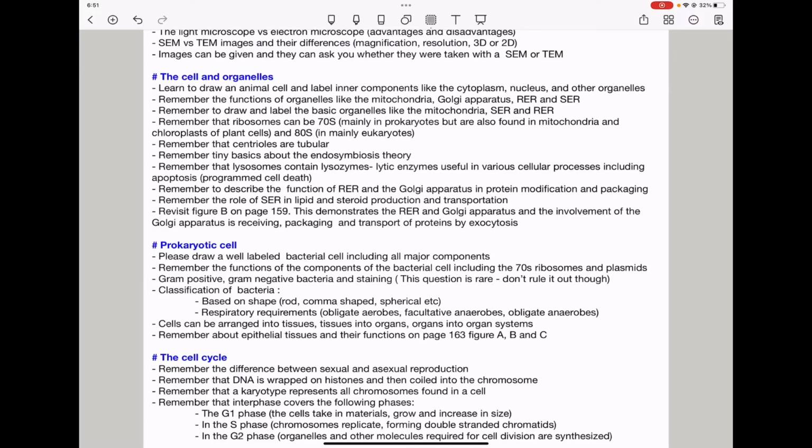Going to classification of bacteria, they can be classified based on their shape. They could be rod, they could be comma-shaped, or they could be spherical, and so on. Also, they could be classified based on their respiratory requirements, like being obligate aerobes, facultative anaerobes, as well as obligate anaerobes. Cells can be arranged into tissues, as well as those tissues being arranged into organs and organs into organ systems. On this note, I would like you to visit page 163 and look at Figure A and B, which talk about the epithelial tissues, as well as their functions. This question is also rare, but please do not ignore it.